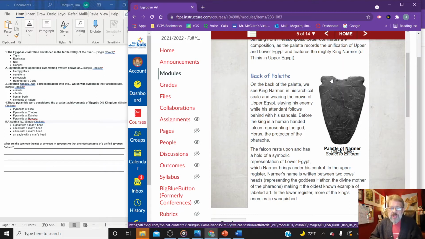Before the king is a human-handed falcon representing the god Horus, the protector of the pharaohs. The falcon rests upon and has a hold of a symbolic representation of Lower Egypt, which Narmer brings under his control. In the upper register, Narmer's name is written between two cows' heads representing the gods Hathor and divine mother of the pharaohs, making it the oldest known example of labeled art.